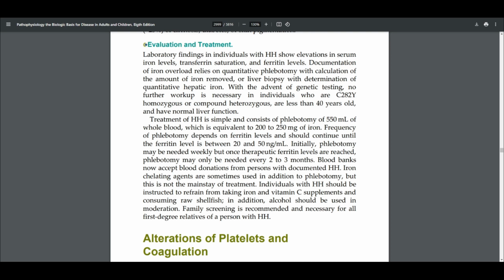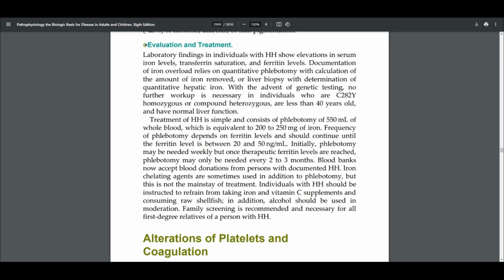With the advent of genetic testing, no further workup is necessary in individuals who are C282Y homozygous or compound heterozygous, are less than 40 years old, and have normal liver function. Treatment of HH is simple and consists of phlebotomy of about 550 ml of whole blood, which is the equivalent of 200 to 250 milligrams of iron.